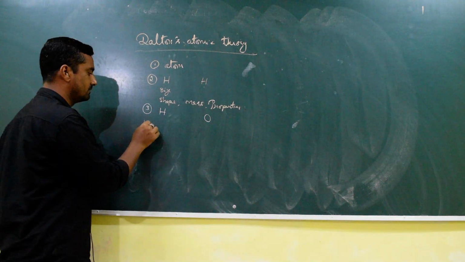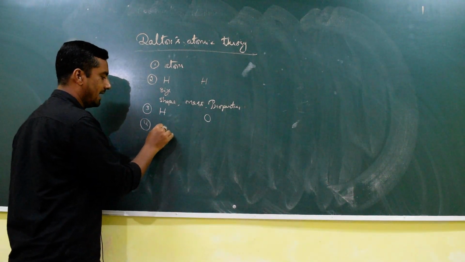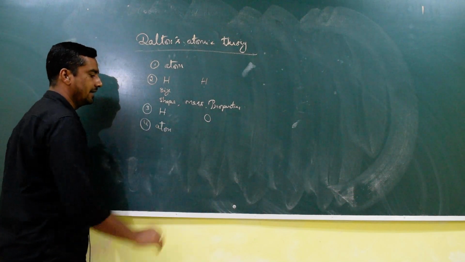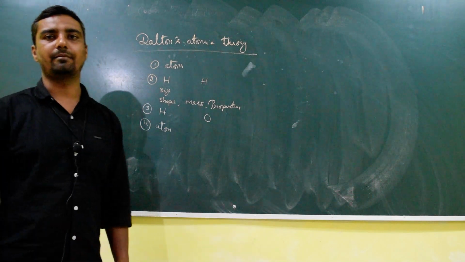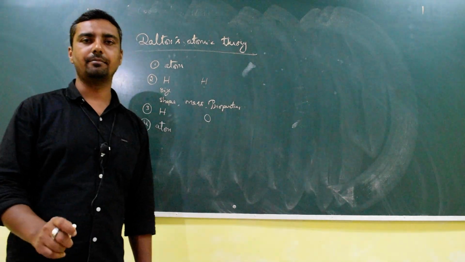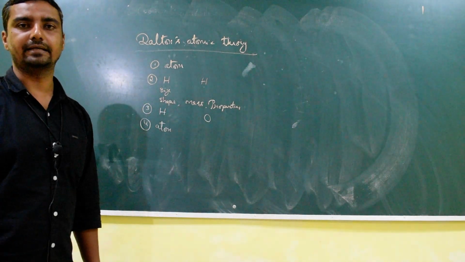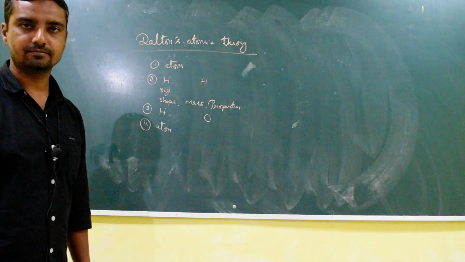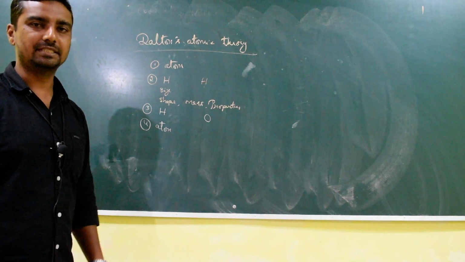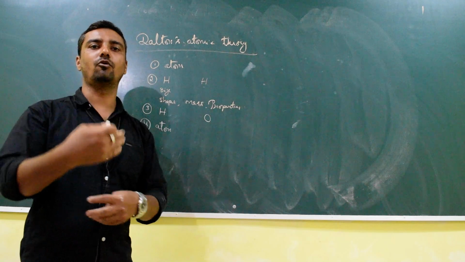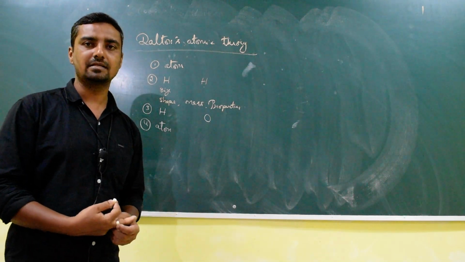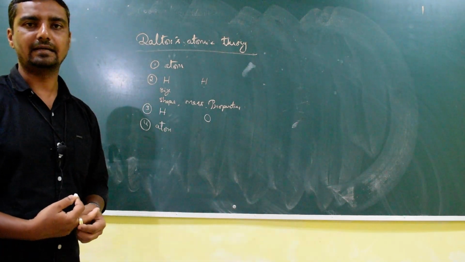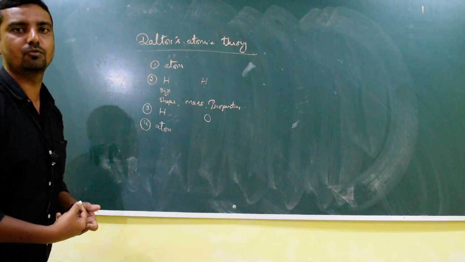Come for the fourth one, right? The atom can neither be created nor destroyed in a chemical reaction. It cannot be created, and it cannot be destroyed in a chemical reaction, but it can transfer from one form to another form. That's the fourth one, right?